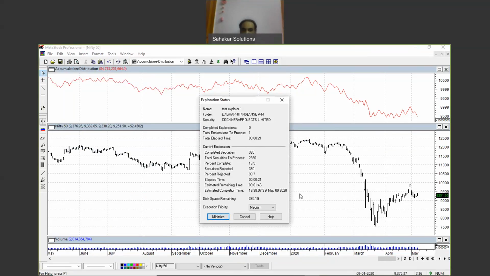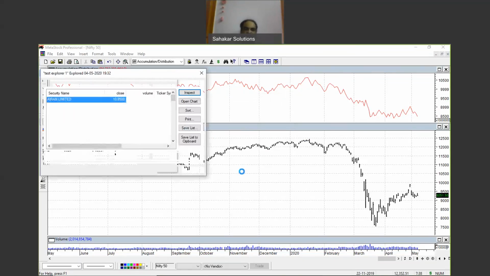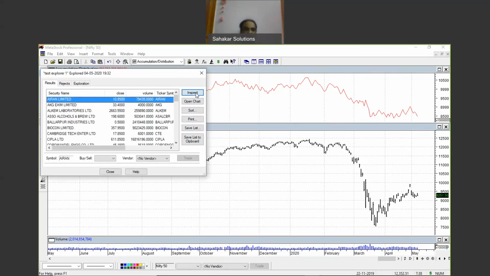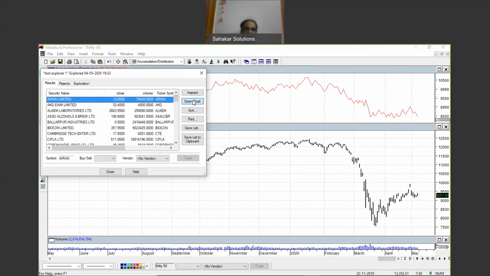Exploration is going on. Some 20% of the exploration is over. Now you can see the exploration is completed and reports are ready. We will open the reports. Here we should see whether the stock is correctly traded or not. Sometimes there are non-traded stocks. Here the stock is traded on 4-5, so we can take this one, Iran Limited.